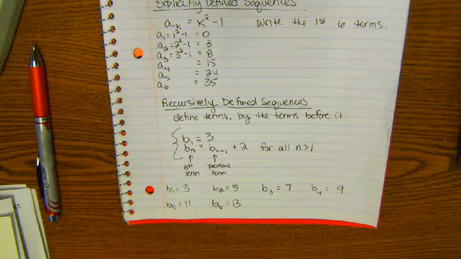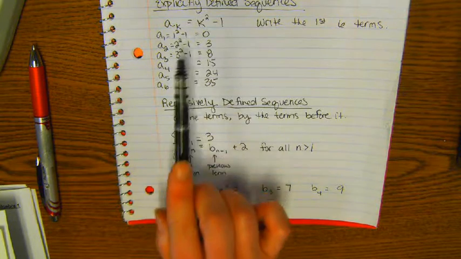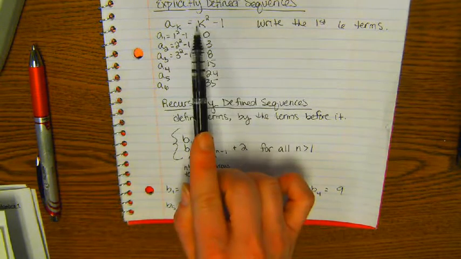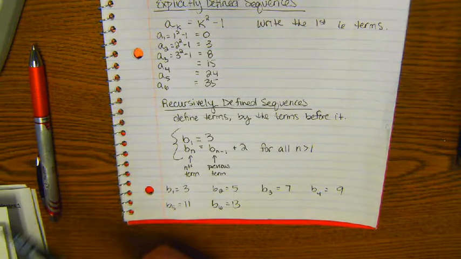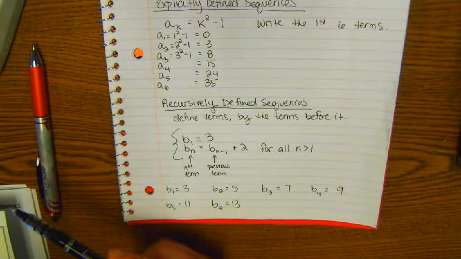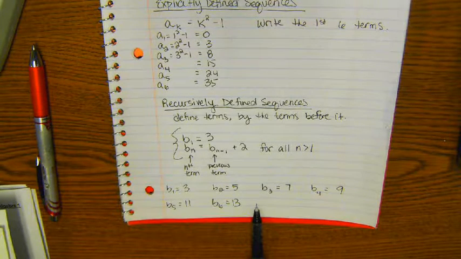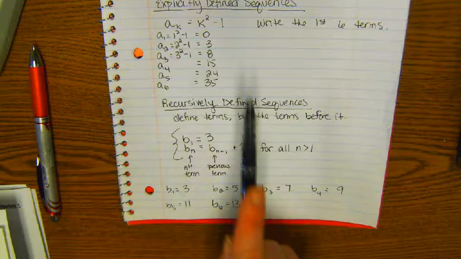Okay. Now, remember before, up here, if I told you, hey, would you find the 100th term? What would you have to do up here? You'd have to do 100 squared minus 1. You'd need a calculator, but it would take you like 5 seconds, right? What if I told you to find the 100th term here? You'd have to keep going till you got to 100. So do you see the difference between the two? That's really the point of that.